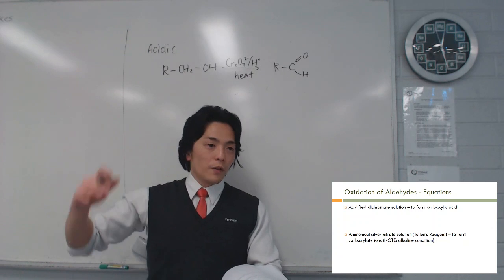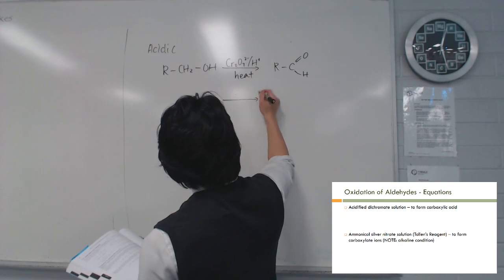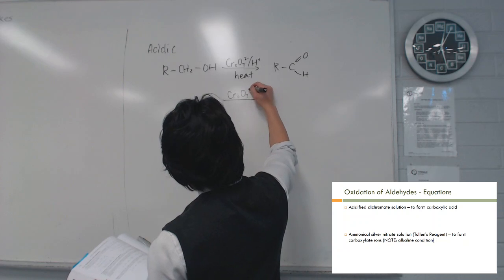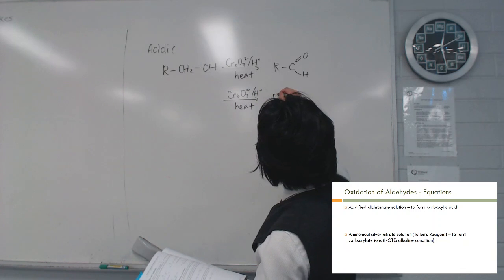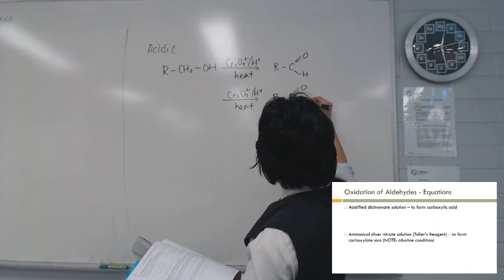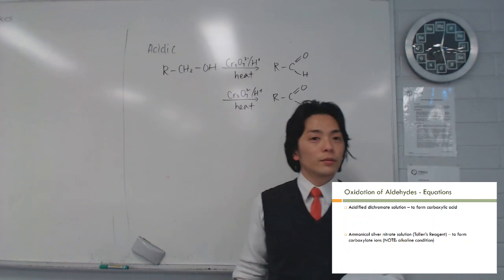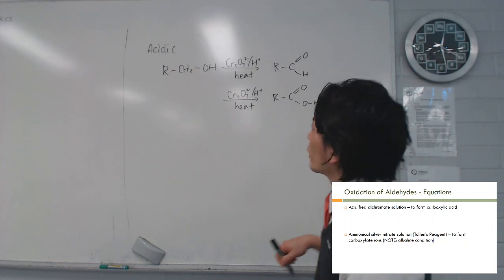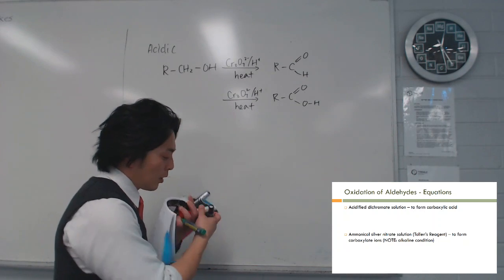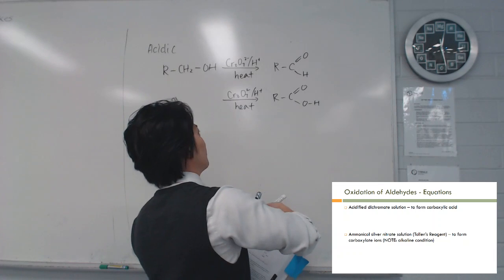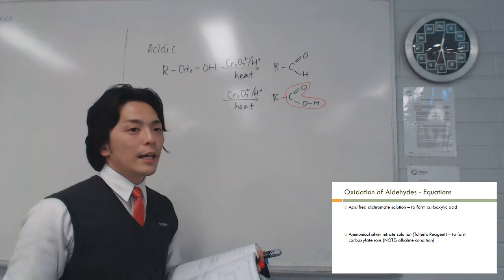Now, that's the first step, isn't it? What's going to happen to this aldehyde? You can further oxidize it, to make it into a gain of oxygen, so that's the oxidation. So the dichromate solution is providing the oxygen. The resulting product has a carboxylic acid, COOH.